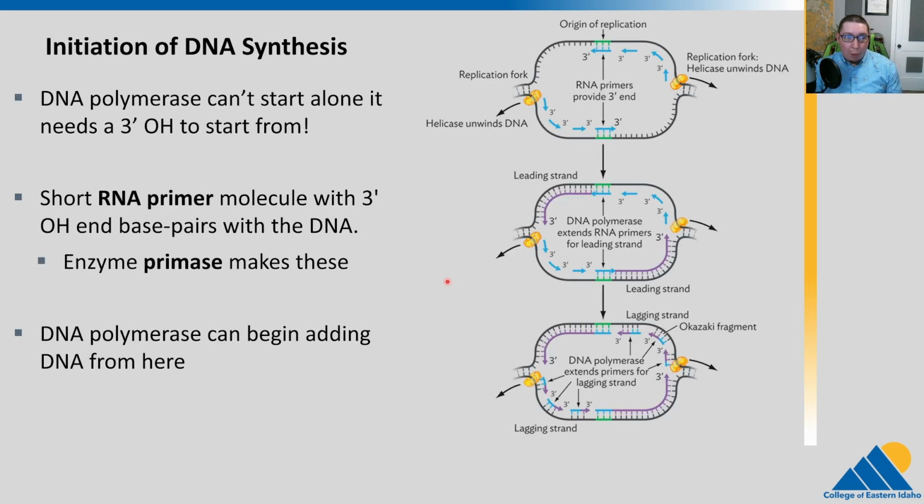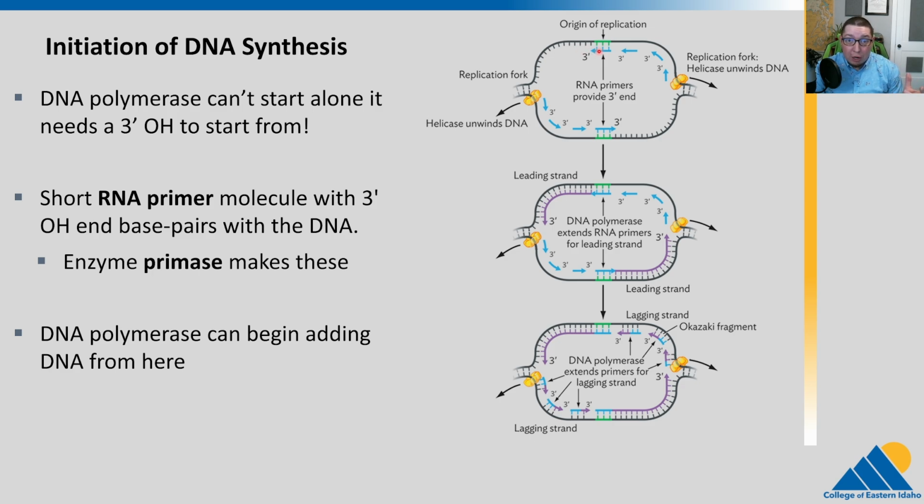Well, DNA polymerase can't just start doing this. So what needs to happen is some small little pieces called primers need to be added. And there is an enzyme called primase that makes short molecules of RNA that match up. What does this do? This provides the 3' end for DNA polymerase to start building off of.